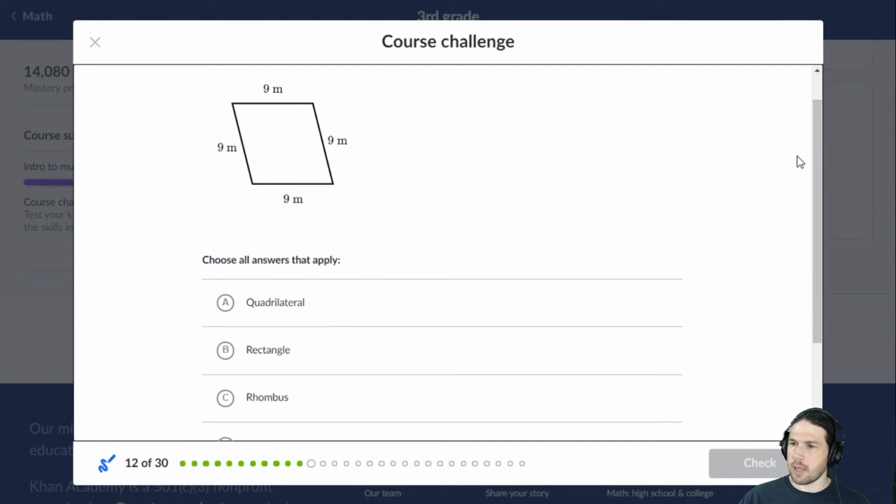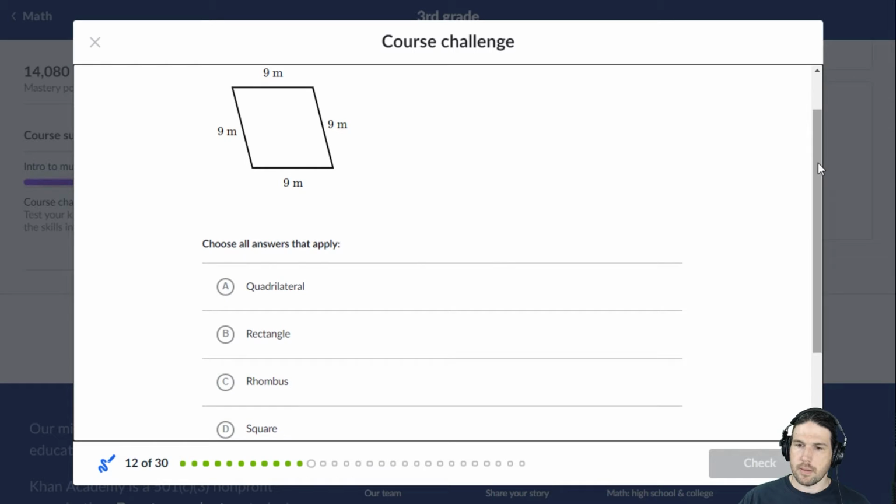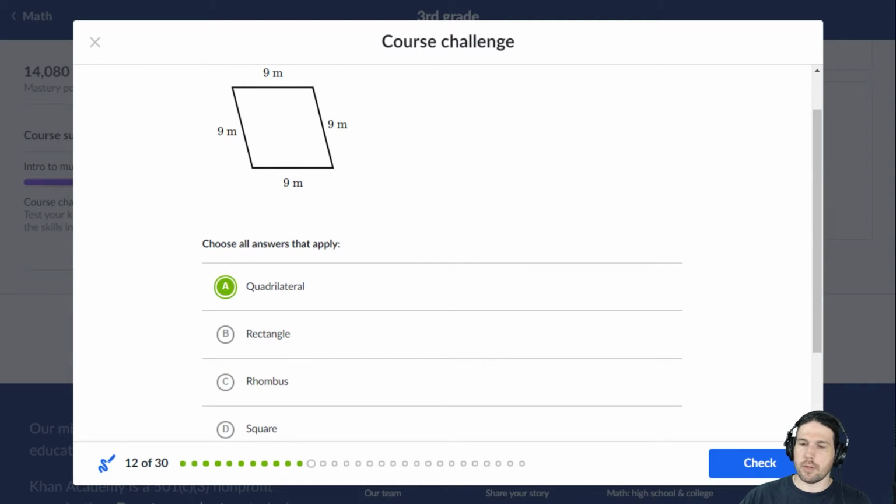How can we classify the following shape? Choose all answers that apply. Well, it's definitely a quadrilateral. And it's a rhombus because all four sides are the same, but it's not a rectangle or a square.